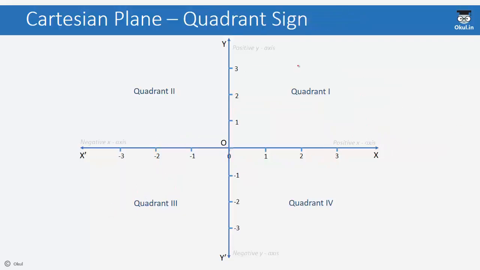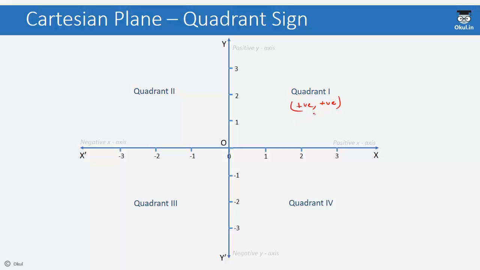Now let's talk about the quadrant sign. By quadrant sign, I mean what are the signs of abscissa and ordinate in a particular quadrant. So as we can see in quadrant 1, all the points lie along the positive x-axis. Therefore, the sign of abscissa will be positive. Similarly, along the y-axis, all the points are positive. So the sign of ordinate will also be positive.